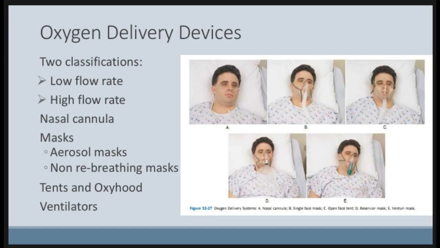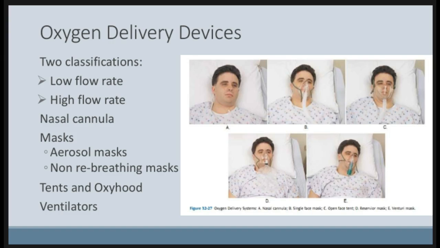So typical low flow systems would be the nasal cannula, the simple mask, or the non-rebreather face mask that has the reservoir, like this one, the reservoir on there. Those are just some of the options for that.